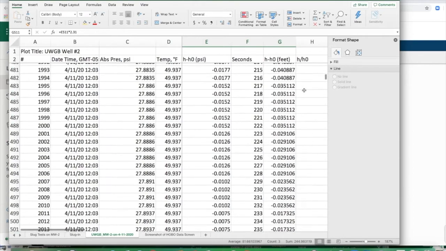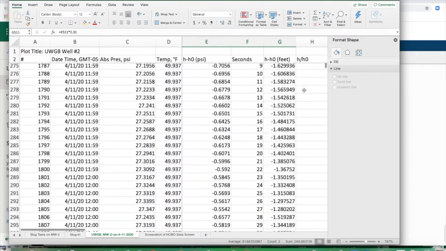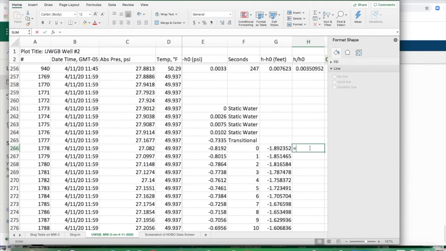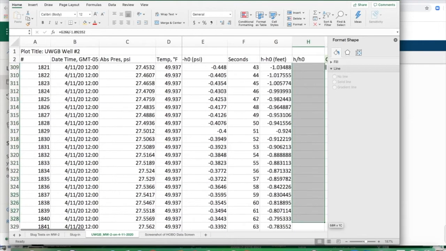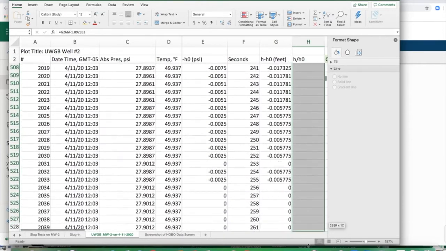All right, well the last step is to do our h over h0 again. So this is going to be our normalized head drop. And when we do that, it equals h, our difference here, divided by negative 1.892352. So this value, our normalized head, should always start at 1. The instantaneous value at time 0 should be the maximum displacement. That means 1 or 100% of that displacement existed then. So we can fill this down and see what we get. Let's go all the way down to see what this looks like.